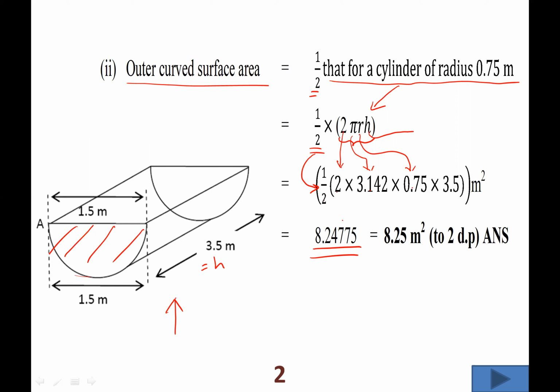Right? And when you calculate this, they wanted, of course, to 2 decimal places. So that means we have to come to this point, 2 decimal places, which would be 8.25. And again, because it's outer curved surface area, we have to give them the area unit, which would be the length unit, meter squared. All right? So that will be that part of the question.